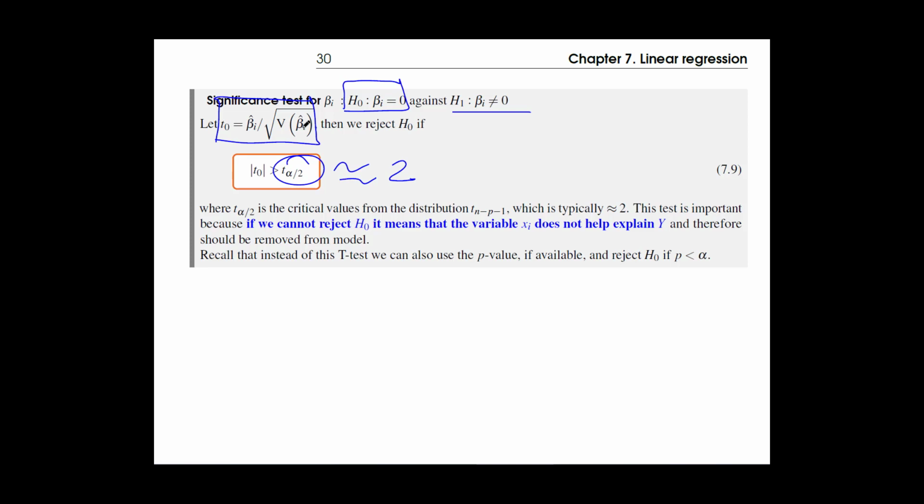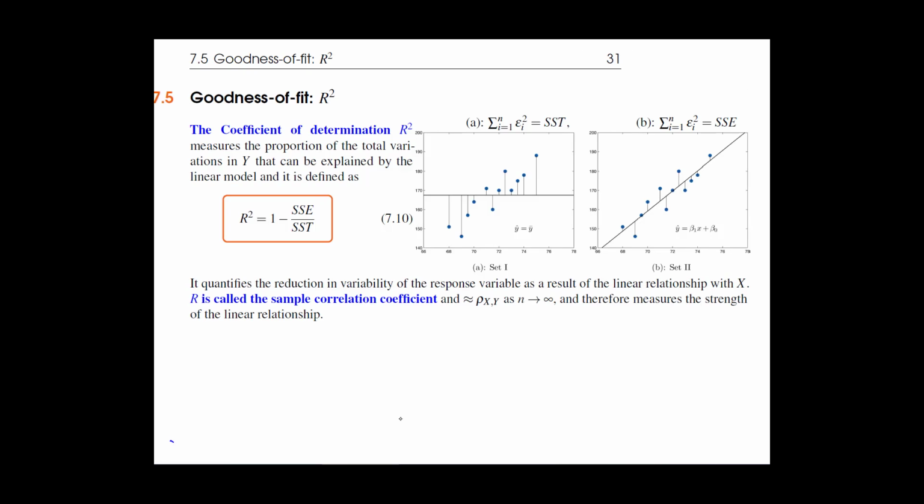All right? Also, you can do it with a p-value as we saw before. But really, this is the main test that you do to check if that variable should be included in the model or not. The second thing you want to do is check the R-square value. Okay? It's the goodness of fit test, so how well the model fits the data.